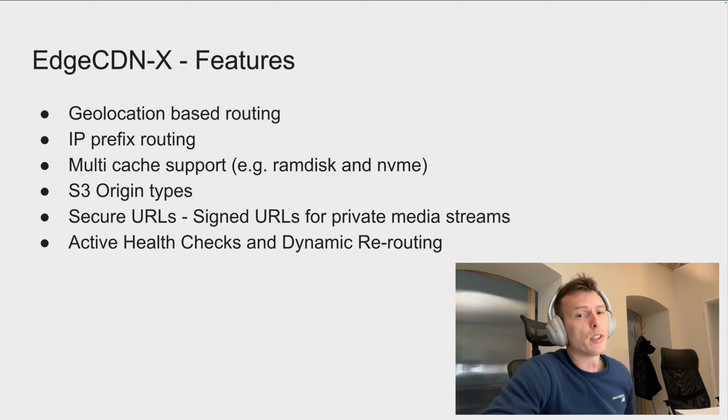The platform supports S3 origin types, and you can also serve private content using URL signatures. And of course, to make sure that the routing engine will only route you to nodes and to caches that are online and serving content and healthy, there are active health checks implemented.